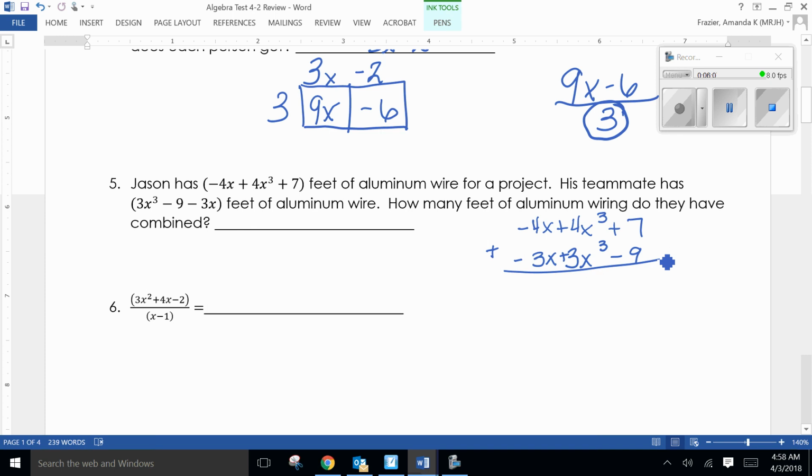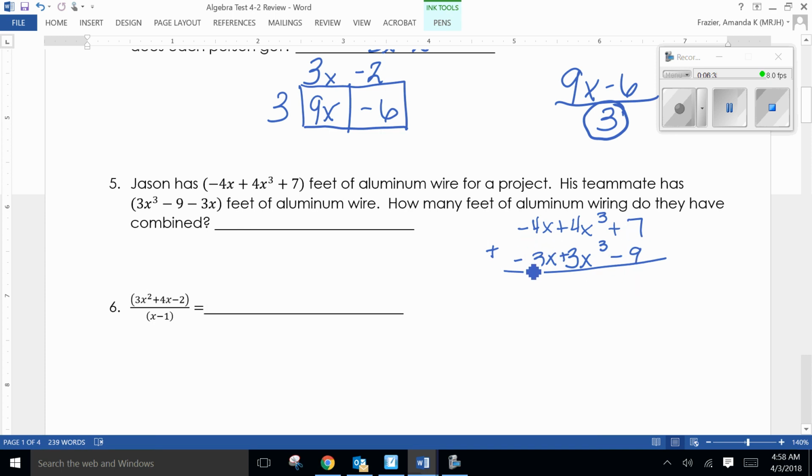So I've rewritten 3x to the third minus 9 minus 3x to line up with the first one. It doesn't really matter how you rewrite them if you're using it to line up your like terms. Just make sure you line up your like terms correctly. Like my 3x to the third is positive. My negative 3x is lined up with negative 4x, and my negative 9 is lined up with 7.